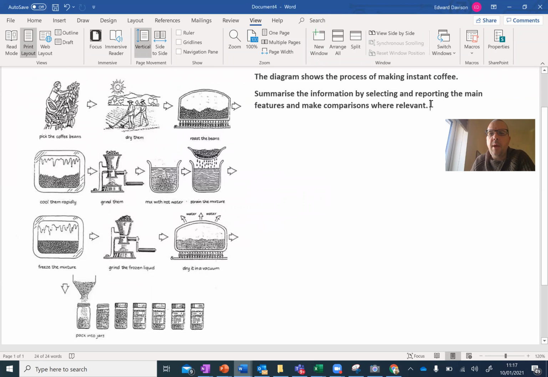So let's go into a page which has disappeared, and I'm going to start writing. I'm going to write 3 paragraphs overall. In my introduction, I'm going to paraphrase the question. Then I'm going to give an overview, and my overview can simply be a description of how I have divided the data over steps and phases. So let's go straight into it. Paraphrase the question. The question says the diagram shows the process of making instant coffee.